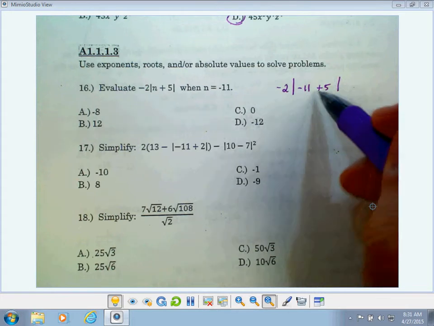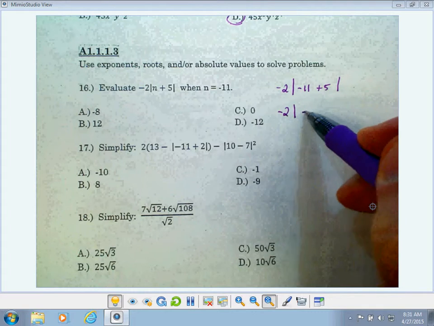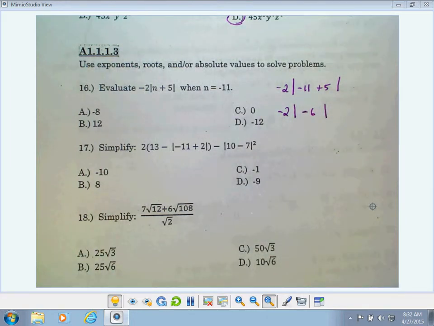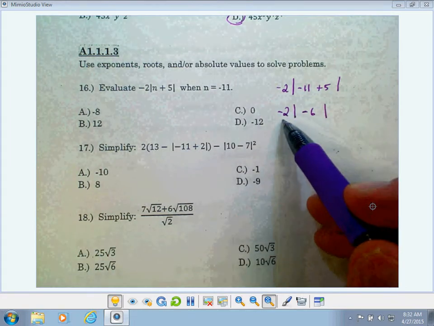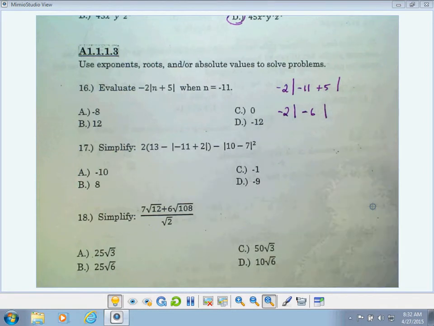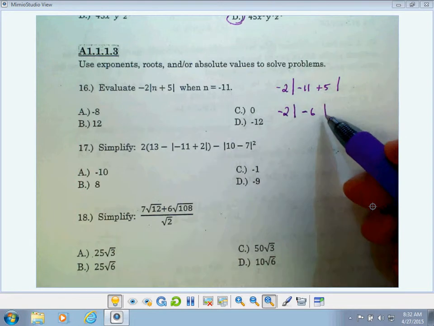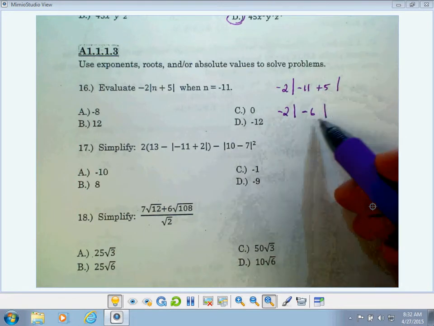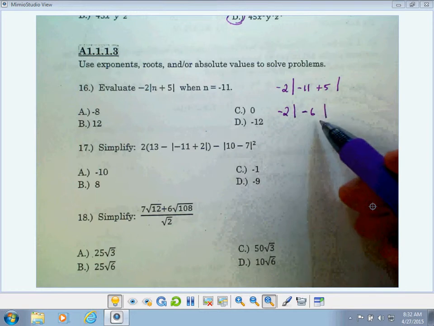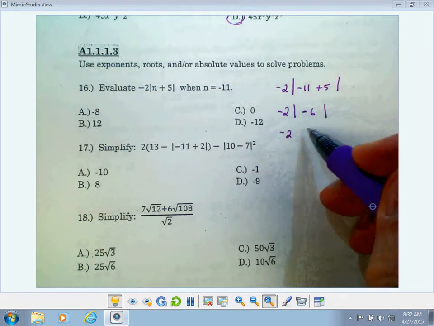So if we just do inside the absolute value symbols, -11 plus 5 is going to be -6 with an absolute value. Now this is like saying -2 times whatever the absolute value of -6 is. Absolute value refers to the distance from 0 on a number line, but a simpler way to think of it is it turns everything inside it positive. But you should always simplify first before you get to that part. So now that we can't do anything else inside the absolute values, here we should simplify. So it would be -2, and absolute value of -6 is just 6.